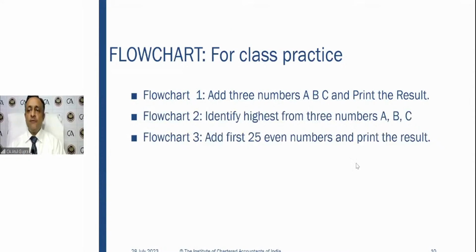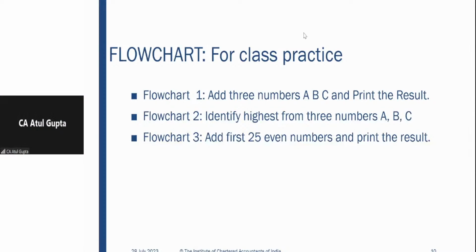So these were the 3 flowcharts we were talking about. Add 3 numbers A, B, C and print the result. Identify highest from 3 numbers A, B, C. Then add first 25 even numbers and print the result. So let us look at the solution one by one. So allow me to share the solution screen. Just give me a second.